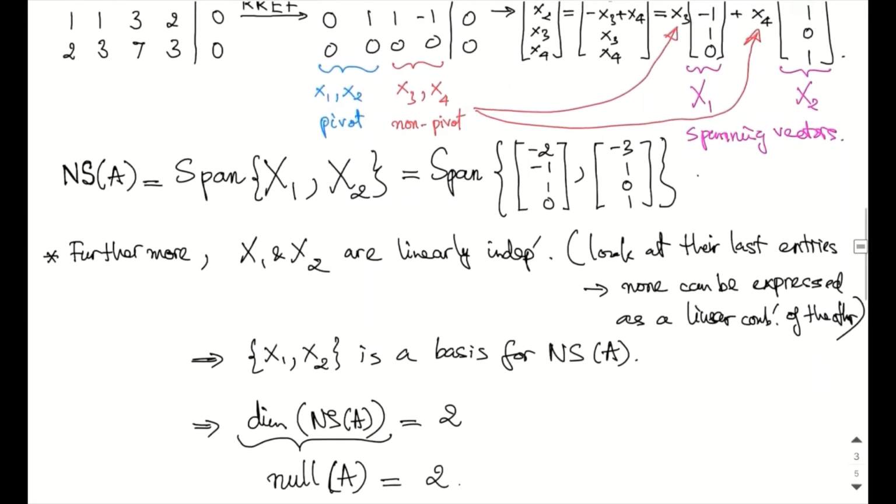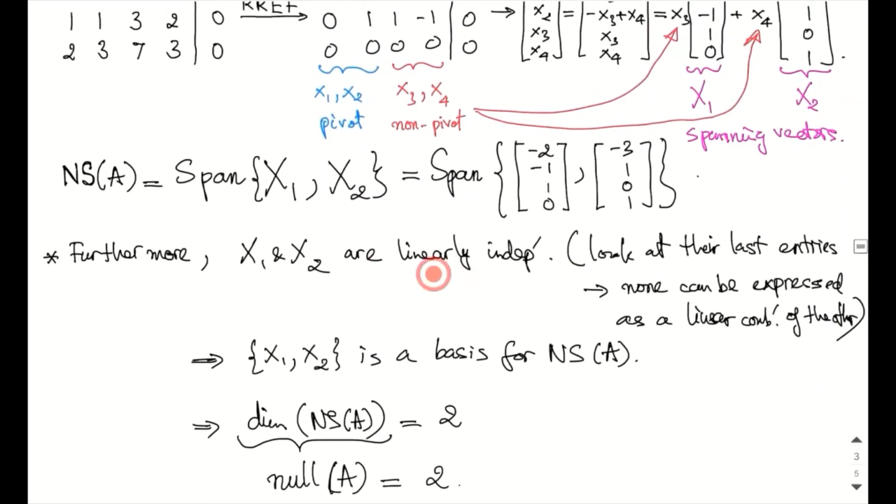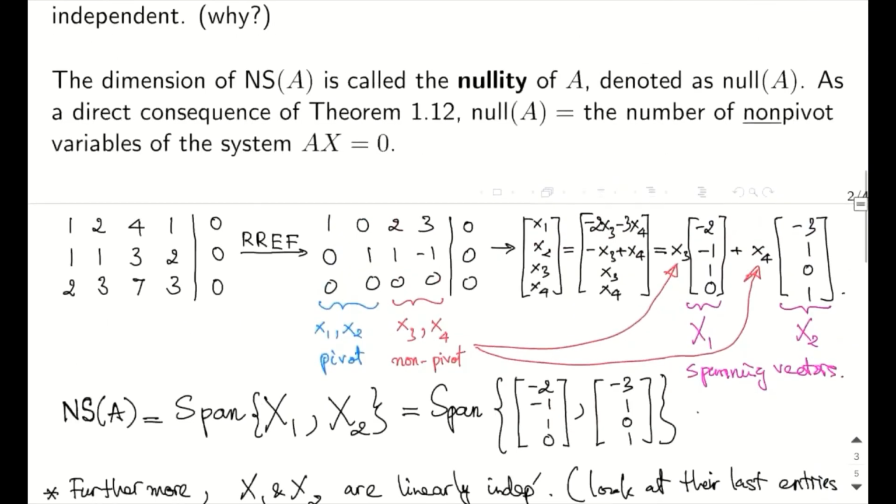And the next statement is actually what we have already mentioned here. The spanning vectors are linearly independent. Right. As a direct consequence of theorem 1.12, which says that the spanning vectors are linearly independent, the nullity is equal to the number of the non-pivot variables of the system. Well, because each spanning vector is corresponding to a non-pivot variable. So the number of vectors that span the null space is going to be the same as the number of the non-pivot variables you have.